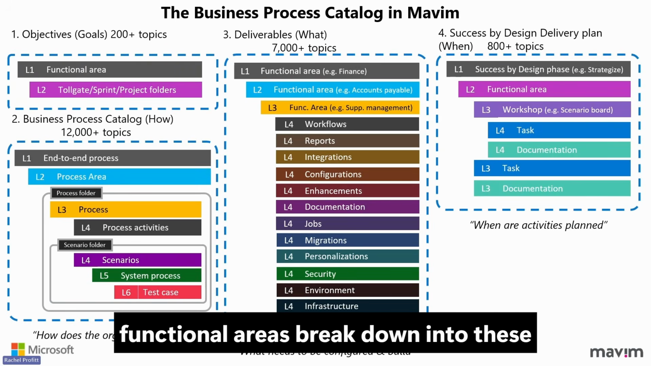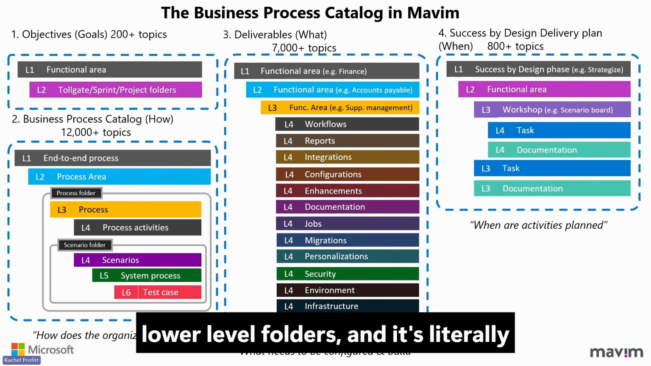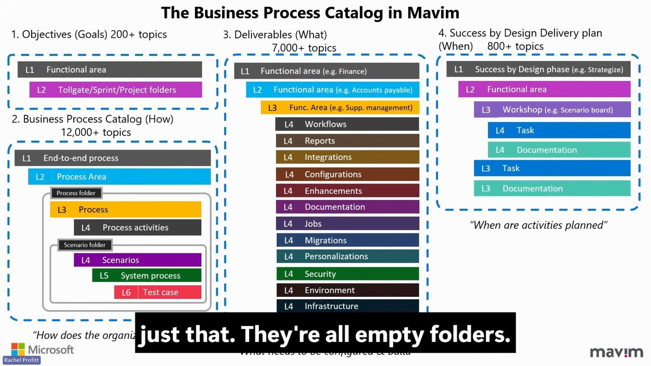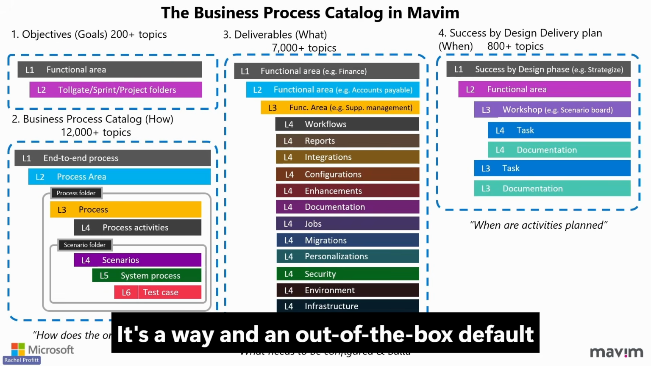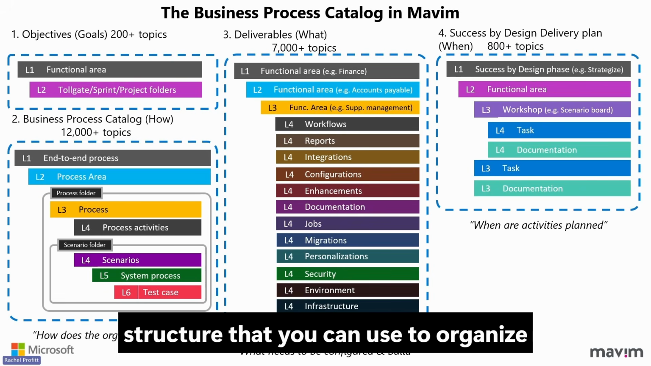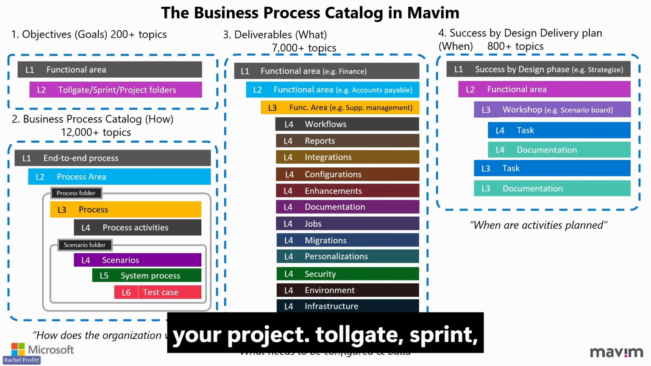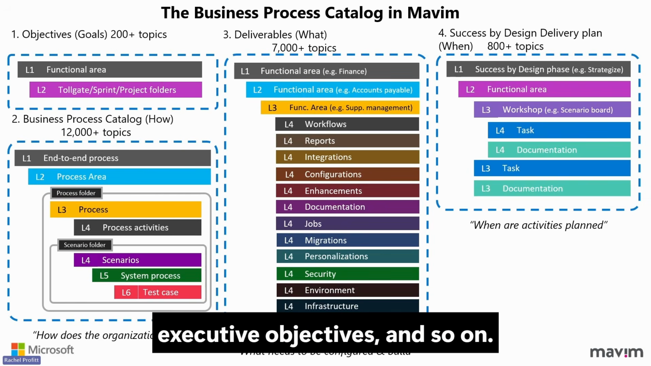So all these different functional areas break down into these lower level folders, and it's literally just that, they're all empty folders. It's an out of the box default structure that you can use to organize your project, tollgate, sprint, executive objectives, and so on.